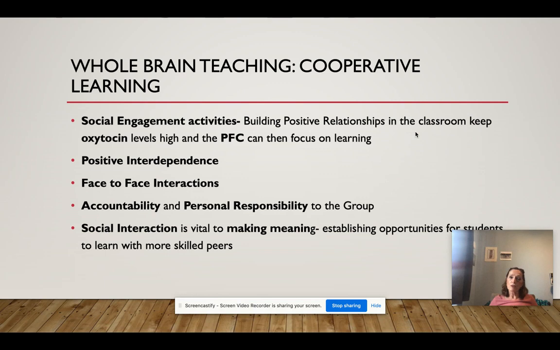And then we look at how important social interaction is in making meaning with learning. It establishes opportunities for students to learn from their more skilled peers, but also just all kids learn differently. We have multiple intelligences. So some kids may be more theatrical, and some kids may be just better with facts. You combine those things, and wow, kids can really learn from each other.